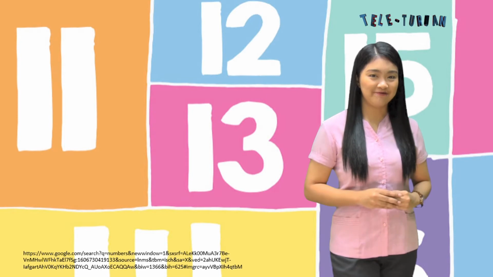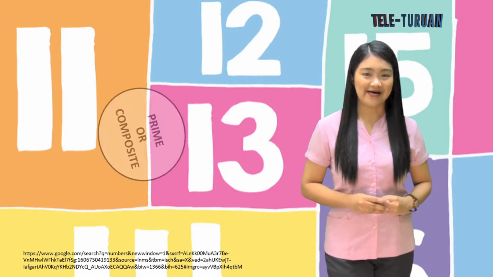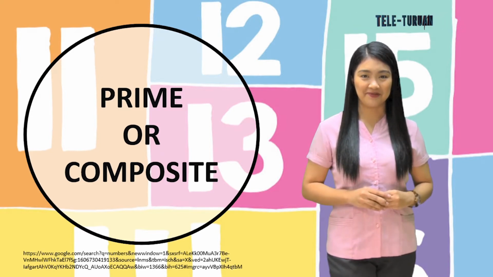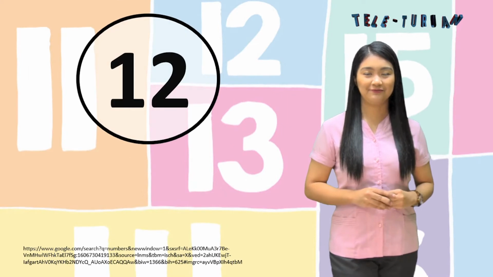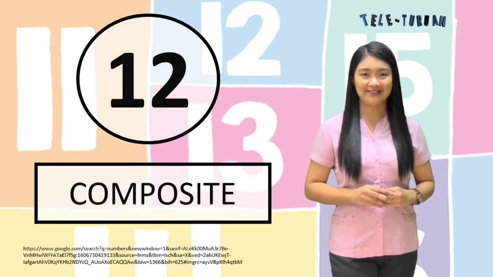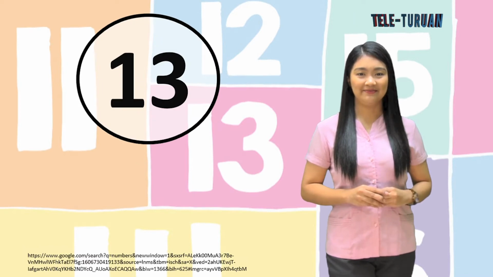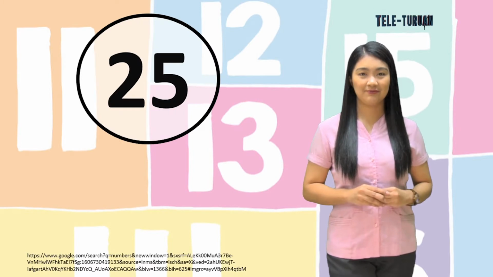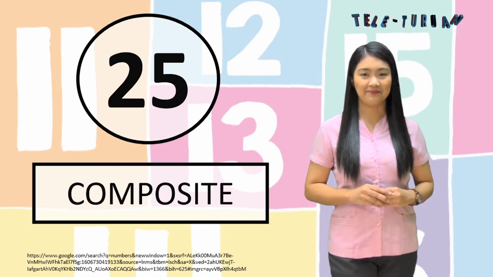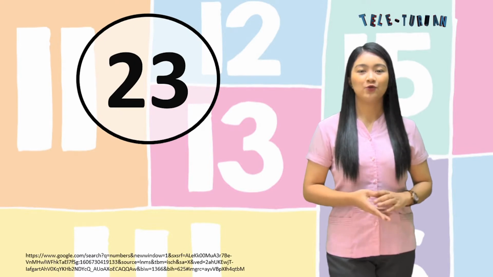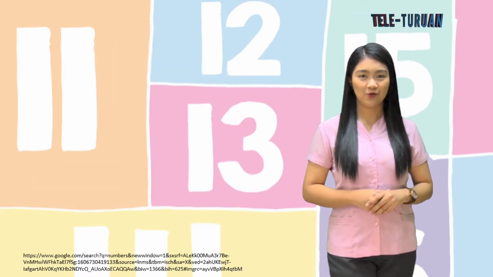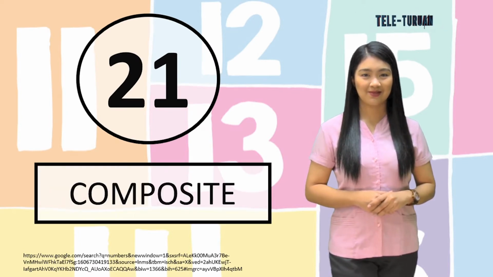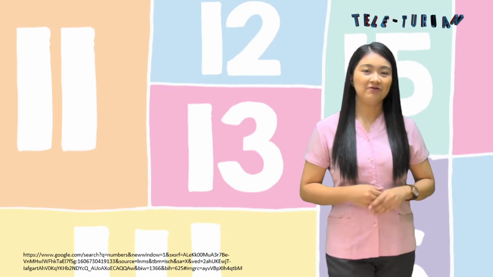Let us see how much you have learned from our past lesson. Let's have a short drill. Tell whether the number is a prime number or a composite number. 12. 12 is a composite number. 13. 13 is a prime number. 25. 25 is a composite number. 23. 23 is a prime number. 21. 21 is a composite number. Very good. That's all for our drill.